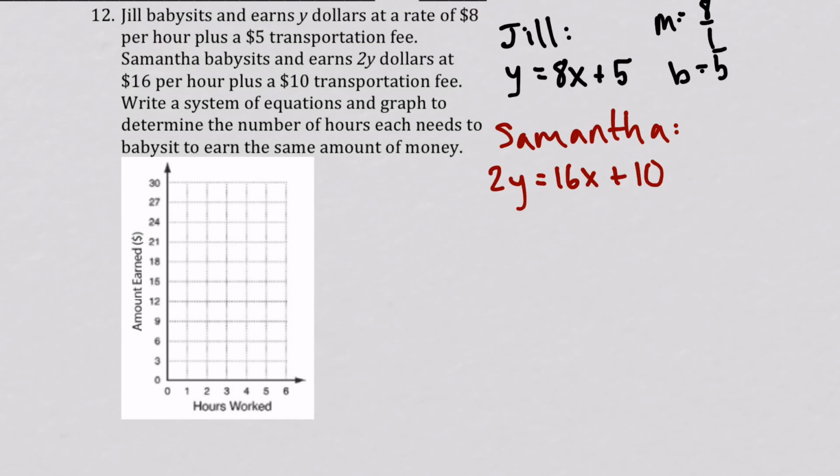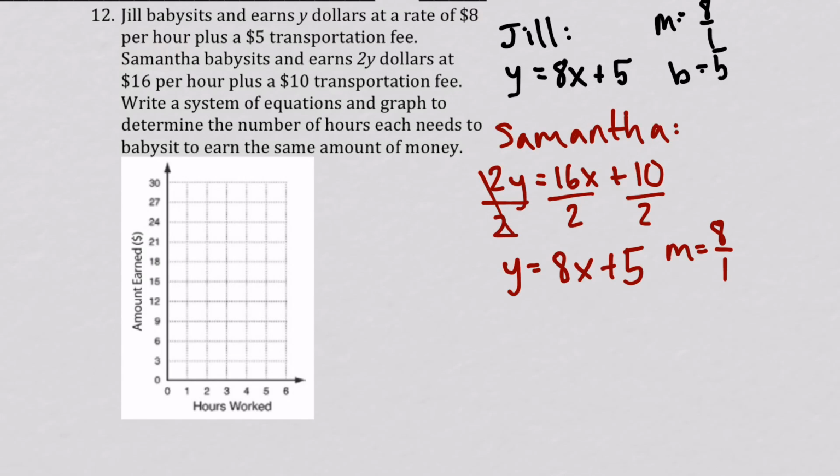For Samantha, though, the equation is not ready. It says 2y equals 16x plus 10. So that's not slope-intercept form. It should be y equals something. So we're going to simplify it. We're going to solve for y. And it's very simple here. All you got to do is divide by 2. And that leaves the y by itself, right? That's the goal. Isolate the y. y equals 8x plus 5. So therefore, the slope in this one is 8 over 1. And the y-intercept is, once again, 5.